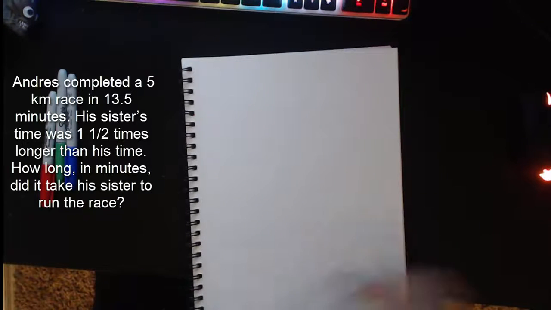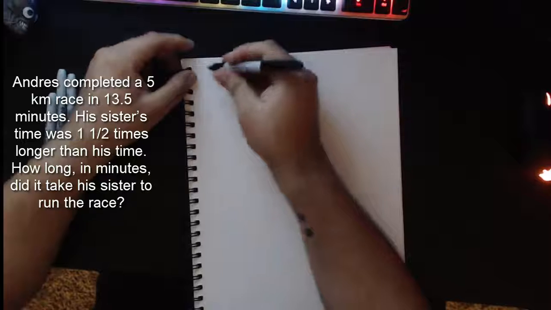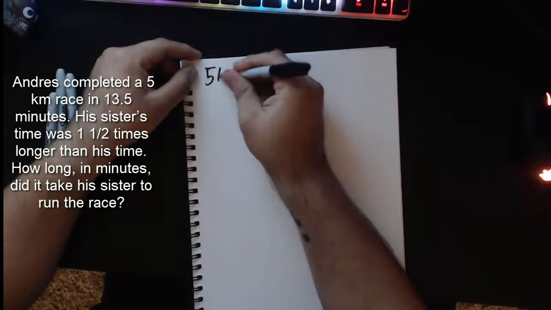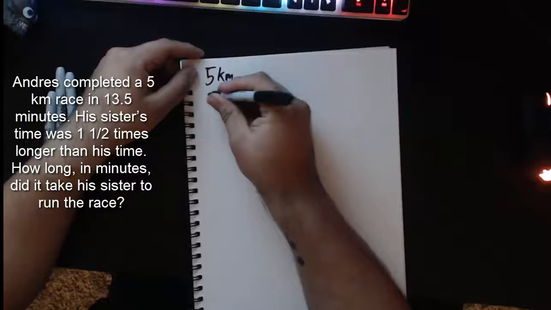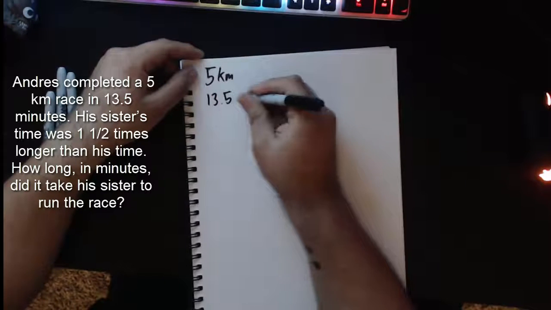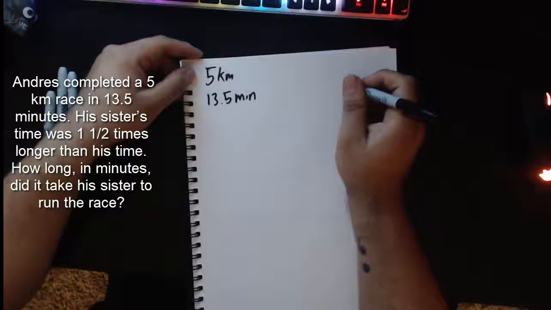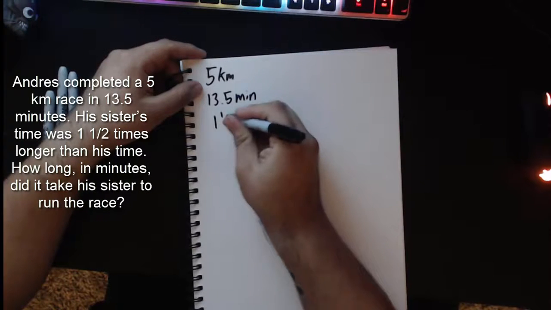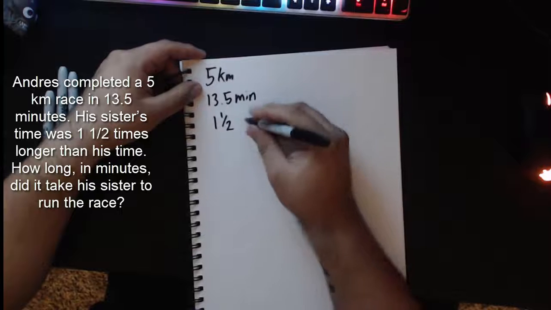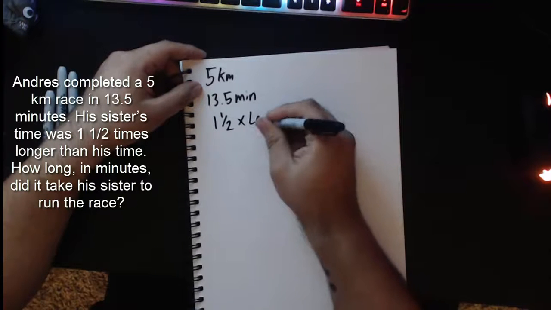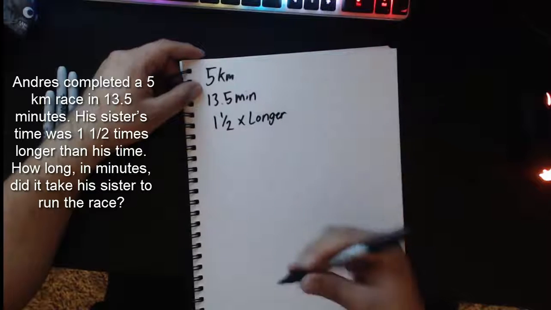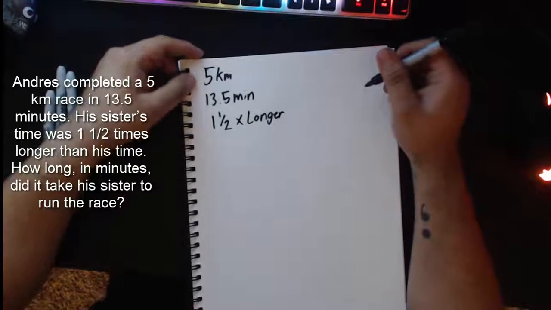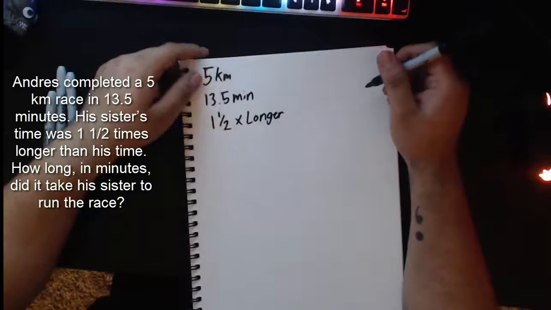Andres completed a 5-kilometer race. So that's a number there. 5-kilometer race in 13 and 5/10 minutes. His sister's time was 1.5 times longer than his time. So what is this question asking us? It's asking us how long in minutes did it take his sister to run the race?